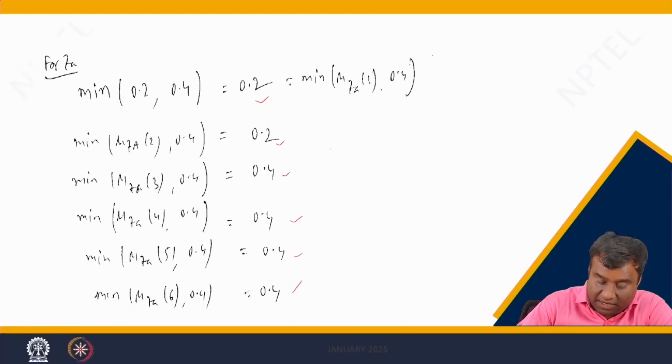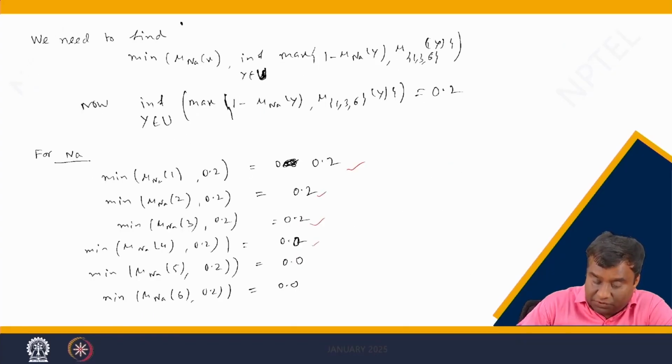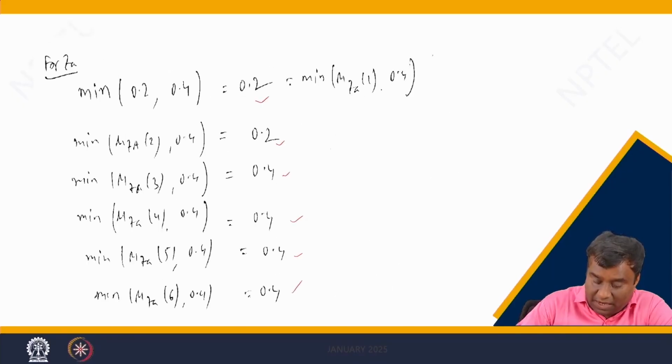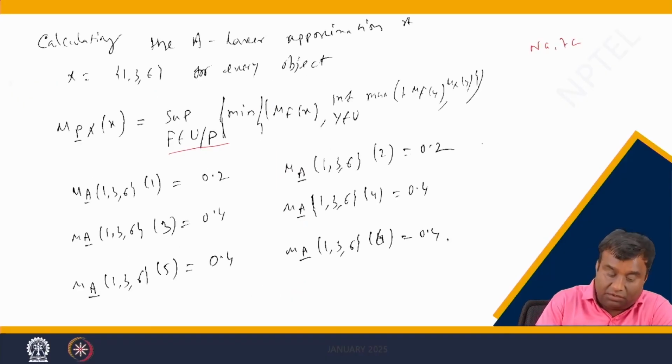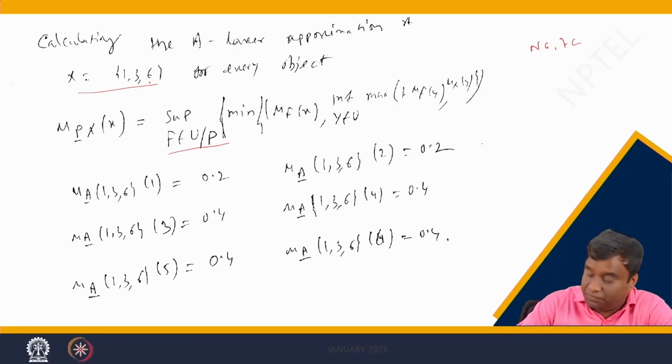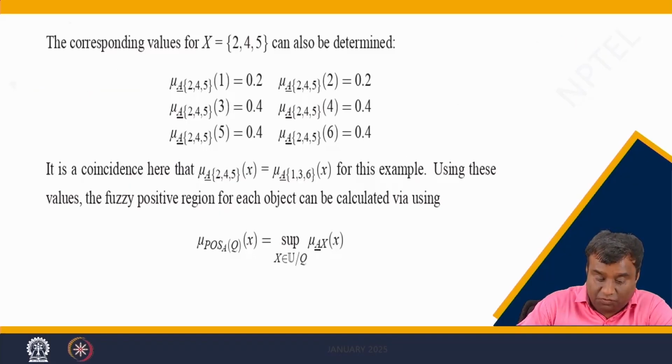Now for 3, here 0.4. They are also 0.2. So maximum is 0.4. So here all these values are now 0.4. So that is the value for x equal to 136. Similarly, we need to calculate the value for x equal to 245.